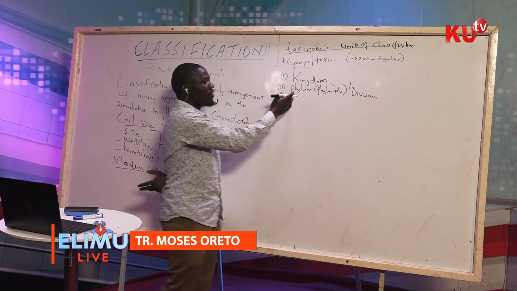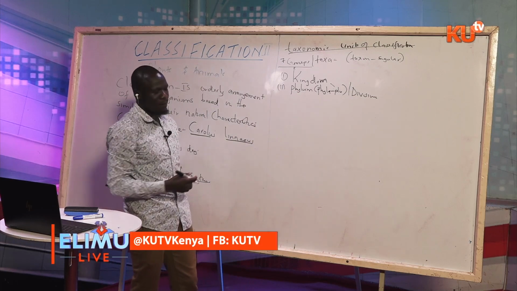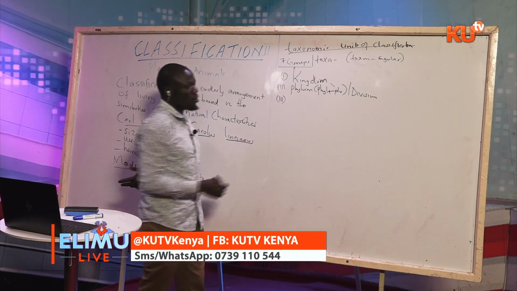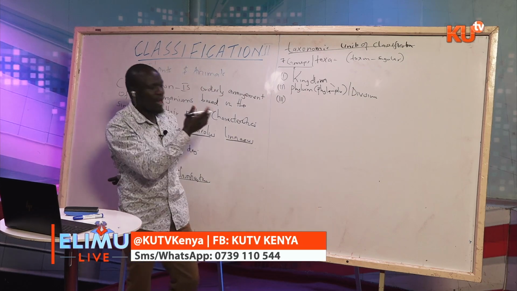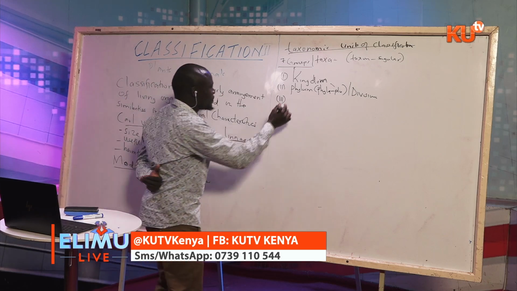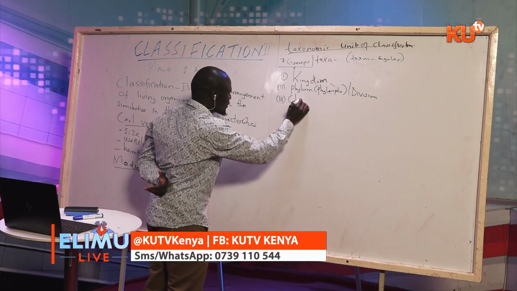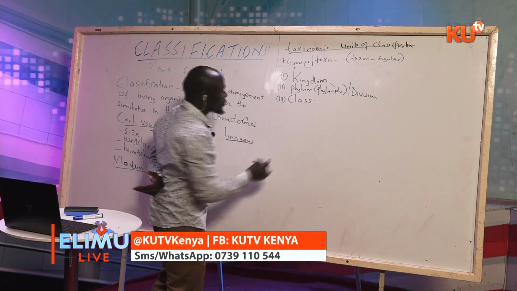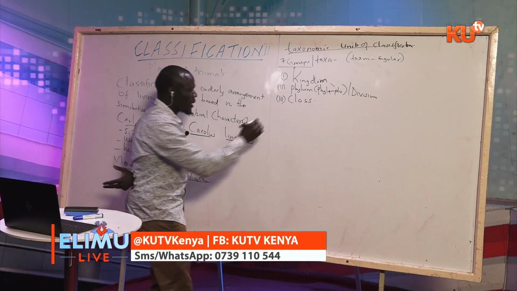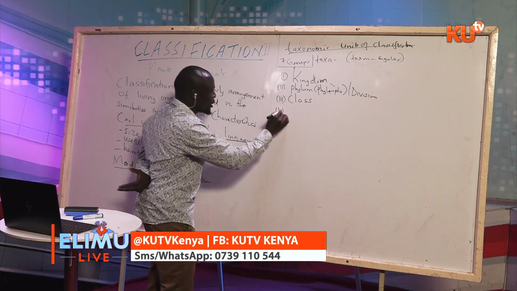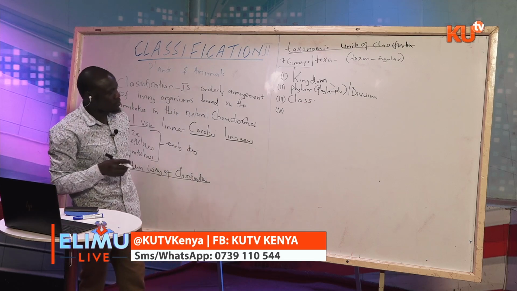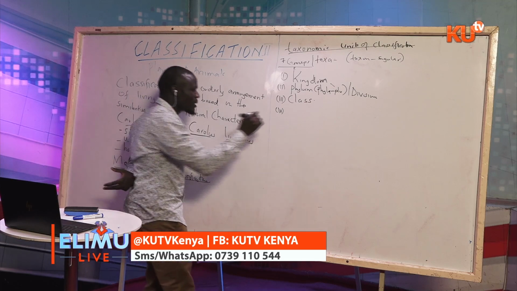But in terms of animals, we are going to call them phyla. Then after that, we are going to have the other taxonomic unit of classification, and the other taxonomic unit of classification is referred to as class. After class, we go to the next one. They were further grouped into this, the 4th taxonomic unit, and the 4th taxonomic unit is referred to as family.